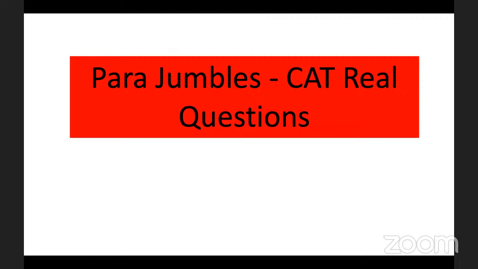Many students feel that parajumble is more confusing. They feel that they understand the passage, but don't really understand which sentence should come together because every sequence feels correct to them. So what you can do is, there are always certain hints given in the parajumble.